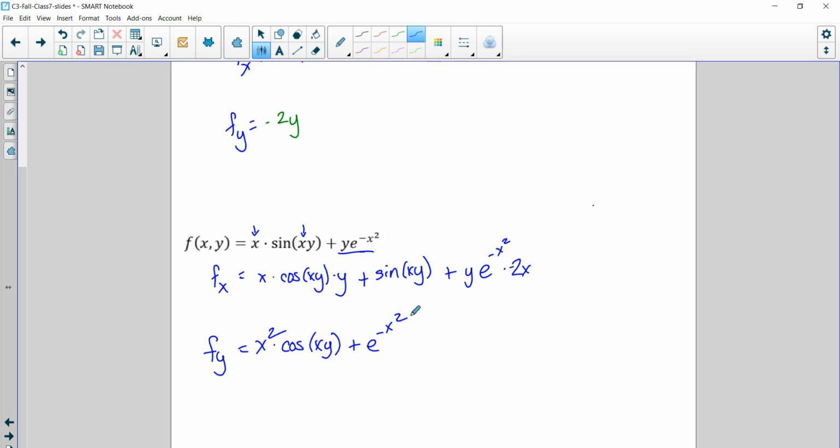All right, and so feel free to use the regular differentiation rules, just remembering that whatever variable you are not differentiating with respect to is constant.